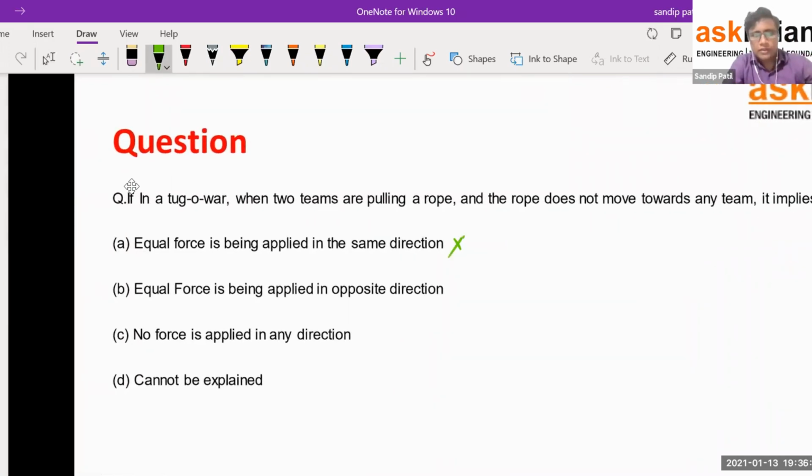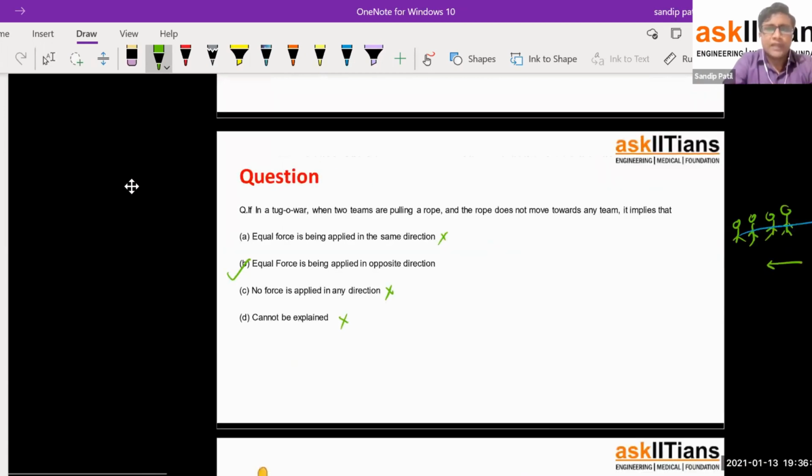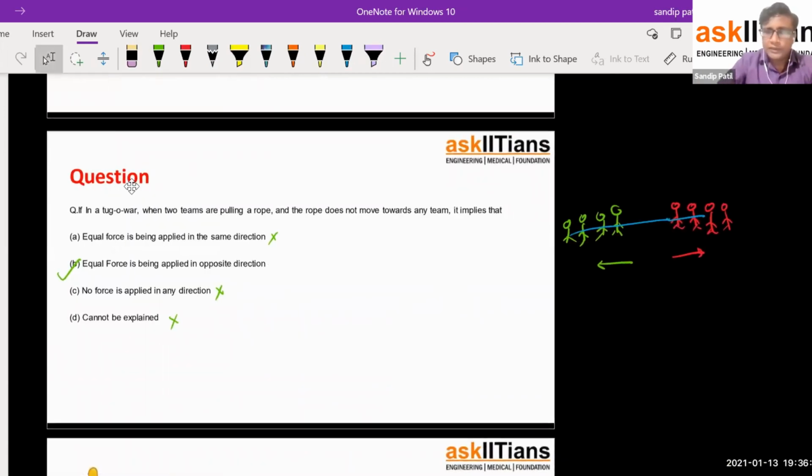Let's talk about the second option. Equal force is being applied in the opposite direction. Perfect, right? They are applying in the opposite direction. No force is applied in any direction. No forces are there. And D is not right. So obviously B is our correct option.